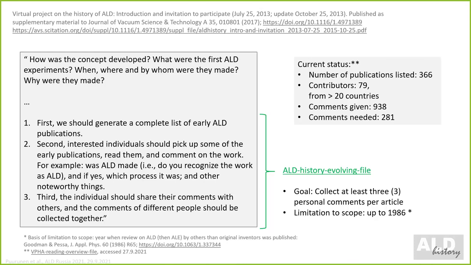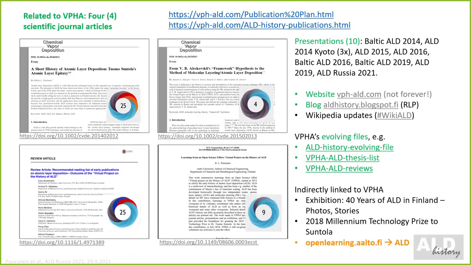The current status is that we have 366 publications listed. We have received 938 comments and we would need 1281. There have been almost 80 contributors already from more than 20 countries. We have produced 4 scientific journal articles, and then 10 presentations at different conferences. There's a website, there's a blog. That's basically my personal thing.